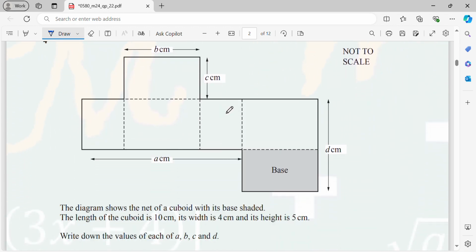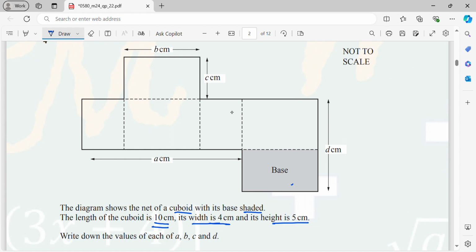Question number 4. The diagram shows the net of the cuboid with its base shaded. So this is the base. The length of the cuboid is 10 centimeters, the width is 4 and the height is 5 centimeters. Write down the values of each of A, B, C, D.